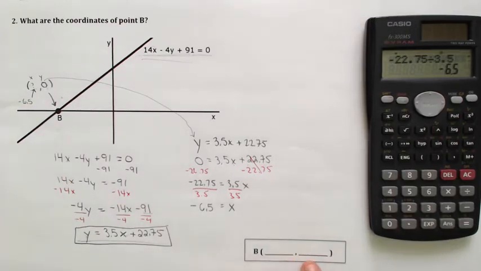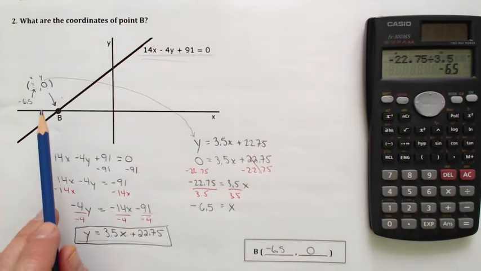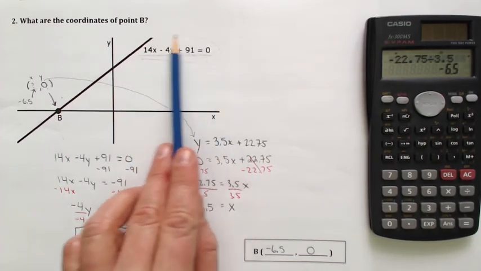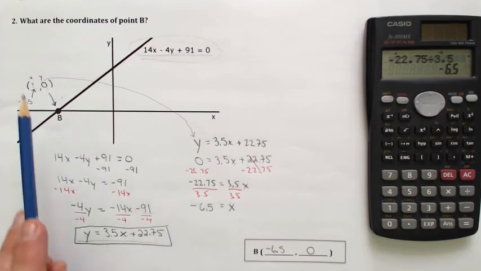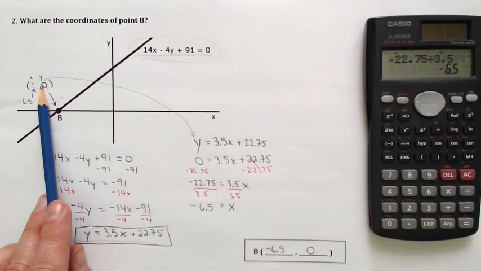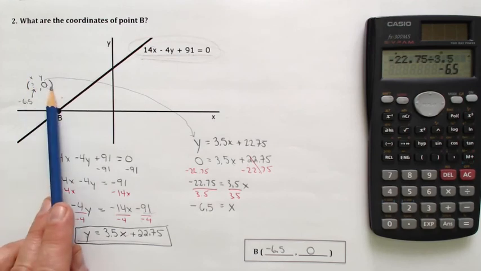So I can come down to fill in my answer now. Negative 6.5 comma 0 is the location of the x-intercept B from this equation. So the big thing to remember is you have to isolate that y, then you plug in that 0, and we know it's there because it's an x-intercept. The y is always 0 when it's an x-intercept.